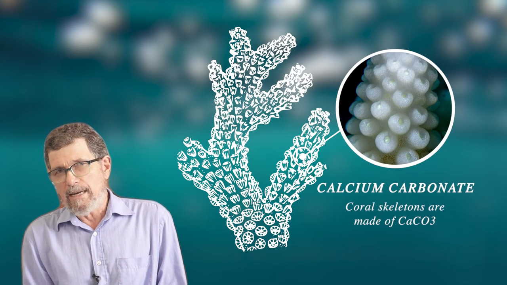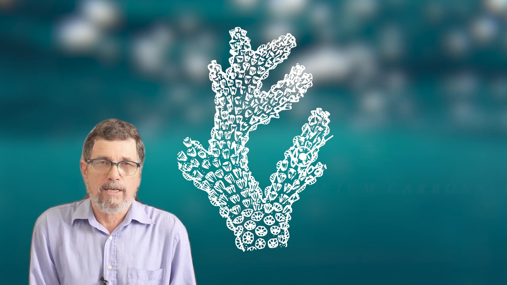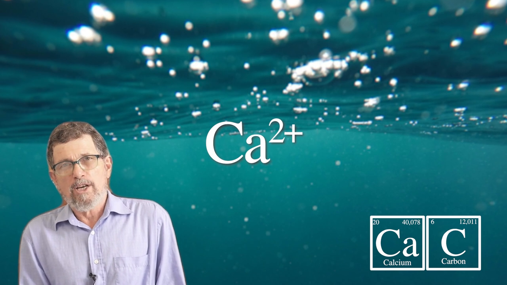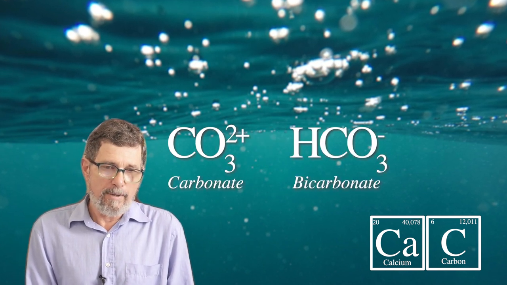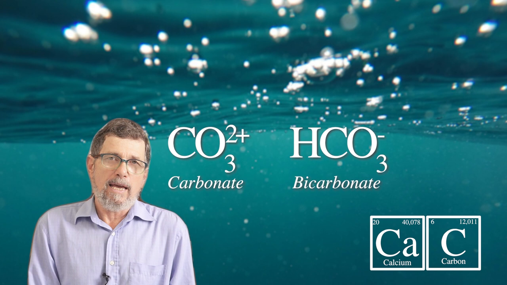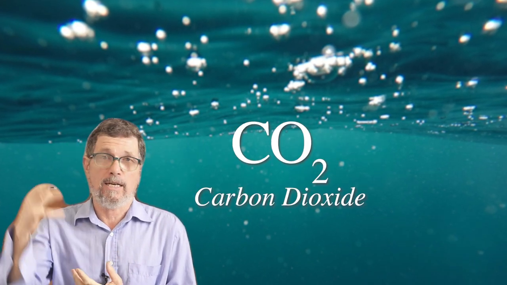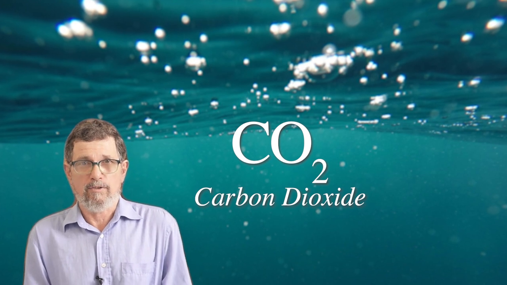A coral skeleton is made of calcium carbonate. It gets the calcium from the ions floating around in the seawater. But there are also ions of carbonate and bicarbonate in the water. And these come from, or at least are intricately related to, the carbon dioxide that's in the atmosphere.